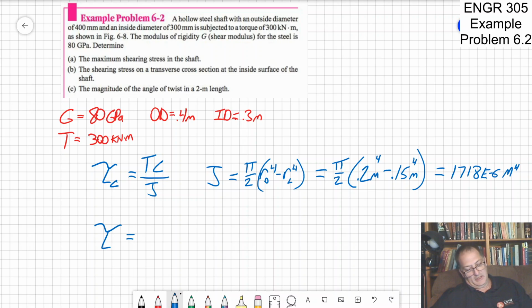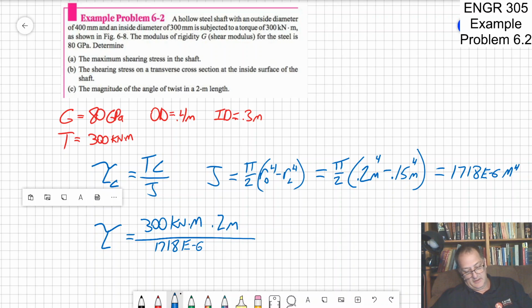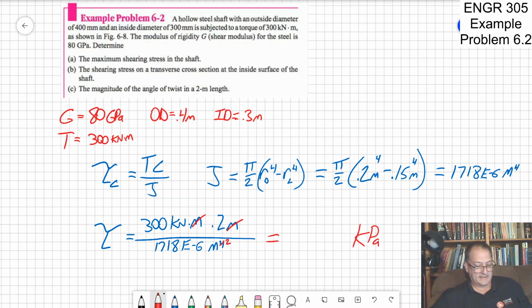Shear is equal to TC over J, with C the distance to the extreme fiber. T is 300 kilonewton meters. C is 0.2 meters. And J is 1718 E negative 6 meters to the fourth. So I'm going to start canceling out meters. Meters cancel with meters, making that a squared. Then I've got newtons per meter squared, so as far as units go, it gives me kilopascals.